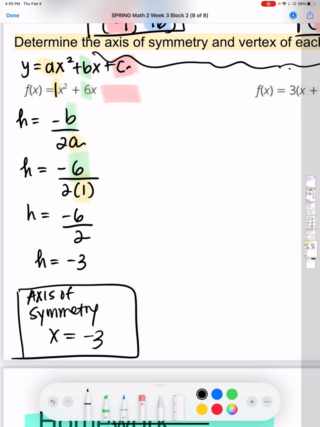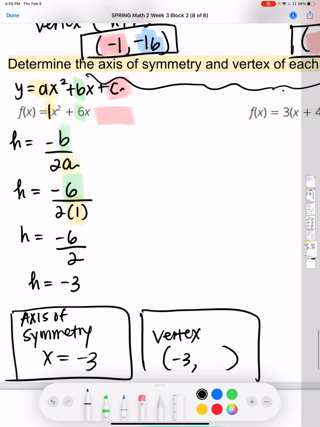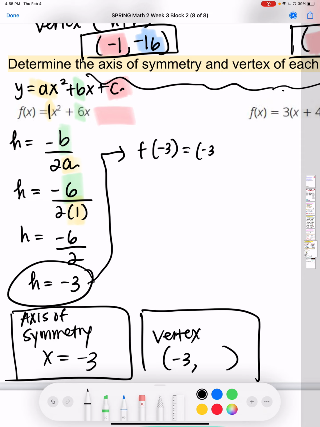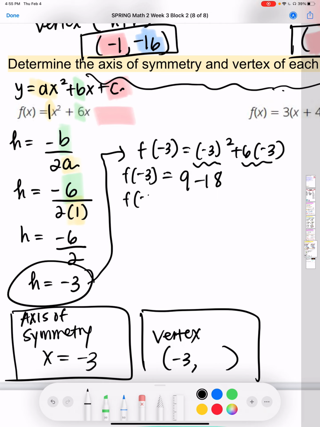Remember, you need to write it as an equation. I still need to know my vertex. I have the h. I need to know what k is. So again, to find it, you just take your h that you found and plug it into your equation. So I'm going to take this and plug it in. So I have f of negative 3 equals negative 3 squared plus 6 times negative 3. Rewrite it. f of negative 3 equals negative 3 squared is 9. 6 times negative 3 is negative 18. Next step, I just do the subtraction. So f of negative 3 equals negative 9.